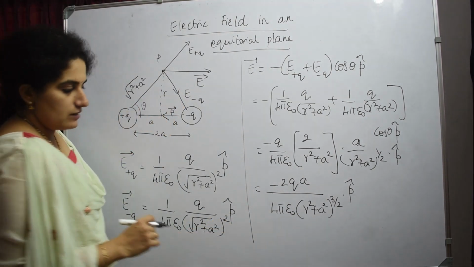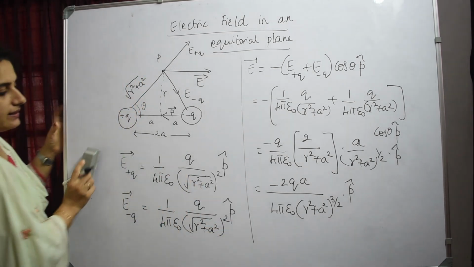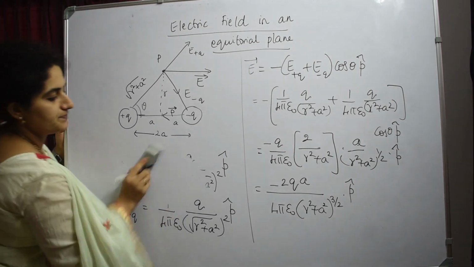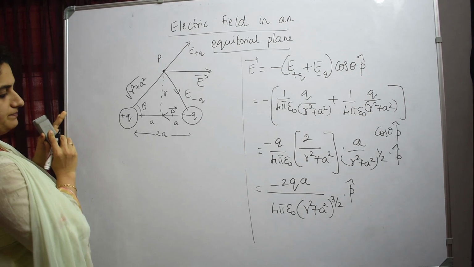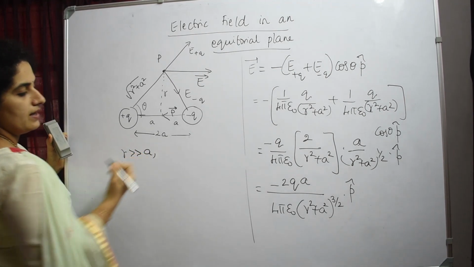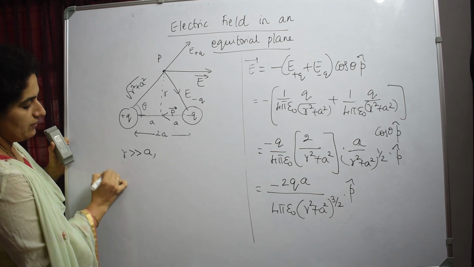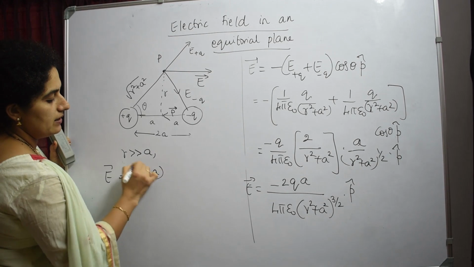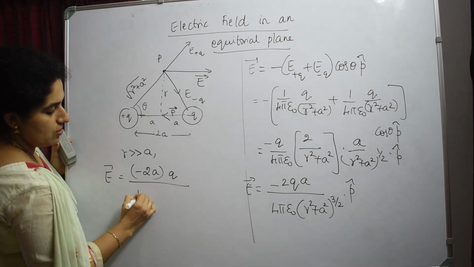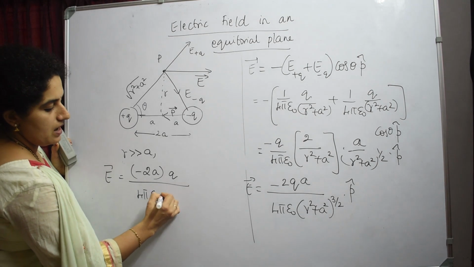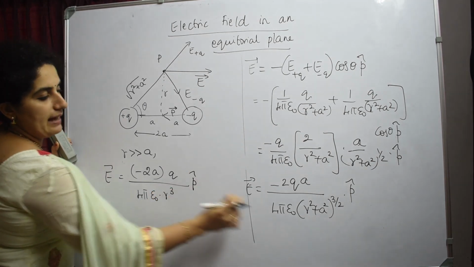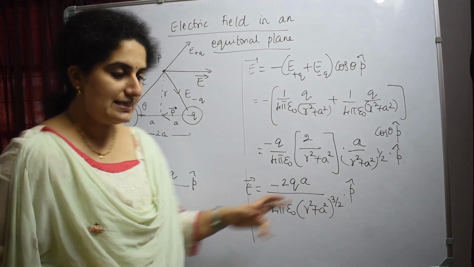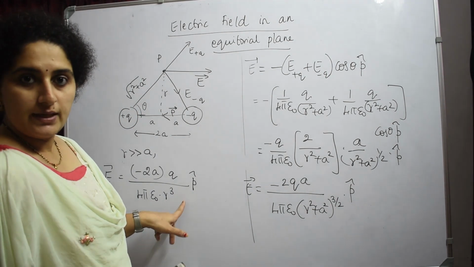Now later we will see that one. If I consider, same like how we did before, this r very much greater than a condition, then what I will get? Vector e. This is vector e. Minus 2a into q divided by 4 pi epsilon naught into r cube into p cap. This a will be cancelled. R square whole to the power of 3 by 2. 2 and 2 will be cancelled. Remaining is r cube.